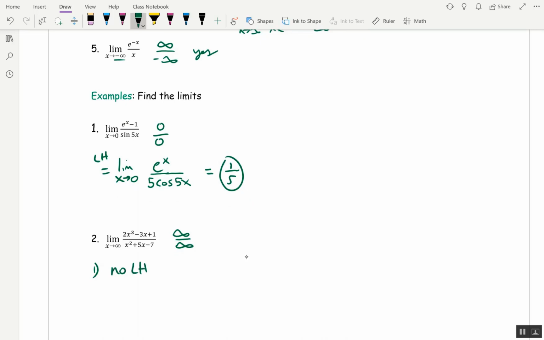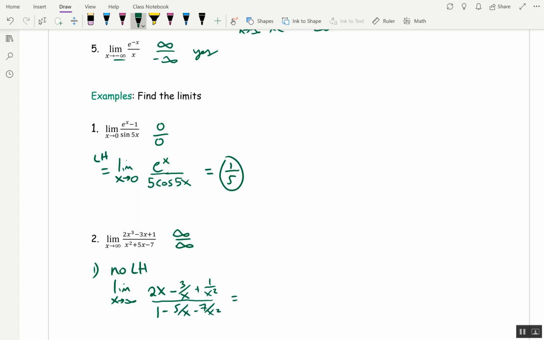Divide top and bottom by the highest power in the denominator. So that would be x squared. So 2x cubed over x squared is 2x. Negative 3x over x squared is negative 3 over x. And 1 over x squared is 1 over x squared. The denominator, I get 1 minus 5 over x minus 7 over x squared.